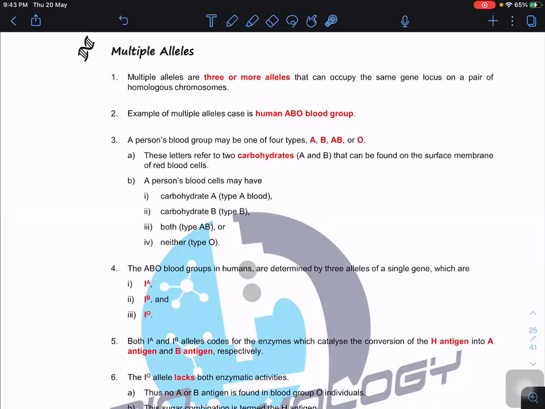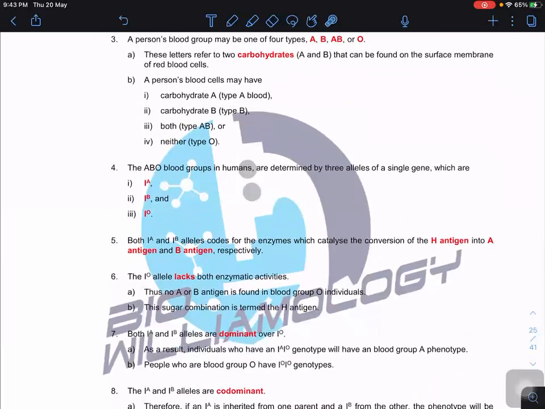With this ABO blood group, a person's blood group may be A, B, AB, or O. Are you clear? These letters refer to the 2 types of carbohydrates that can be found on the surface membranes, or we call it cell surface antigen. If you express carbohydrate A, then you get type A. Carbohydrate B, you get type B. Both carbohydrates will be type AB, and no carbohydrates added here will be type O. And in human blood groups, we have 3 alleles: IA, IB, and IO.